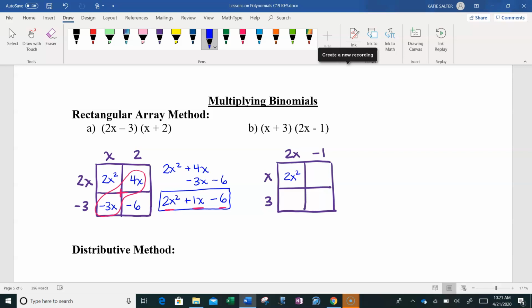X times negative 1 gives us negative 1x. 3 times 2x gives us 6x. And 3 times negative 1 is negative 3. Again, I think it's a really good idea to put that 1 right there so when you go to combine your like terms, you see it.